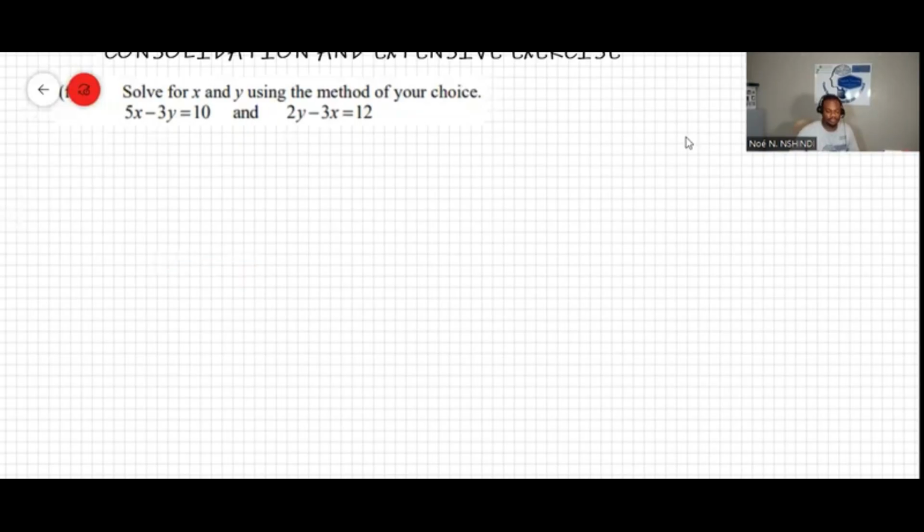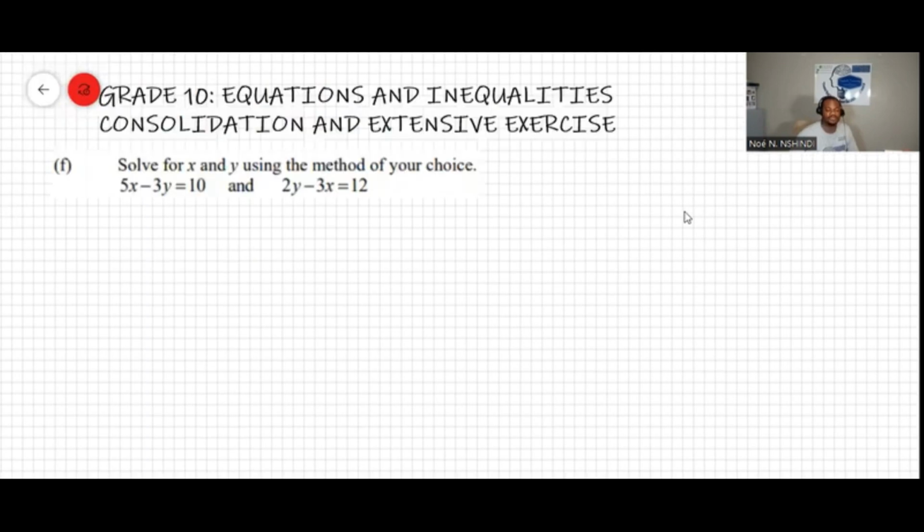Now we're going to do question F. The question says to solve for x and y simultaneously using the method of your choice. I'll write the equation here: 5x minus 3y equals 10. I prefer the elimination method for cases like this.